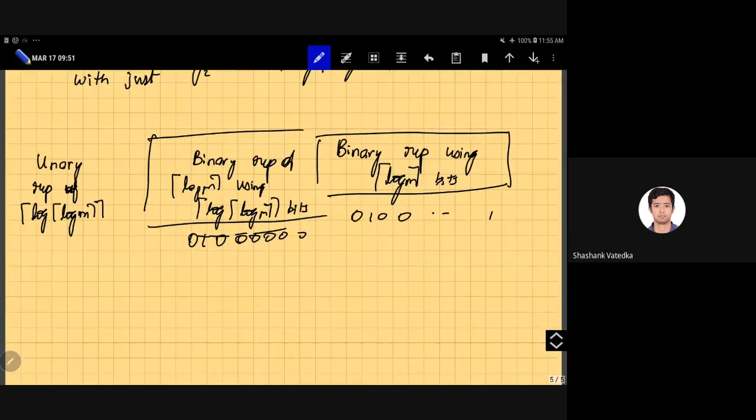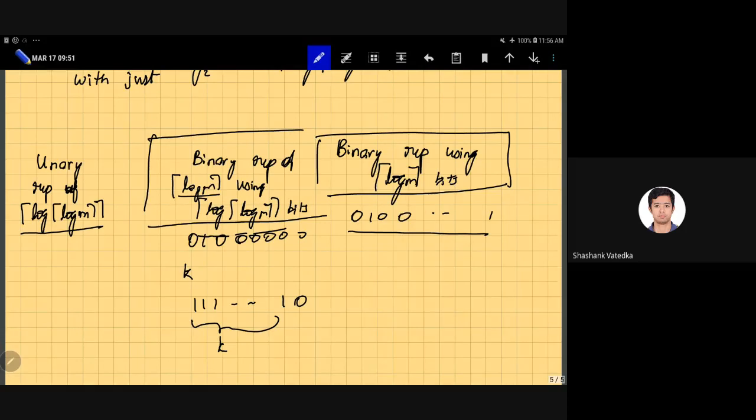And what do I mean by unary representation? It is just a sequence of ones. If you want to store a number k, then you just store k ones followed by a 0. Okay, so this is a prefix-free representation. So how does decoding work? You first read the unary representation to get log log m, then read the next log m bits to get log m, and then read the next log m bits in order to get m. Okay.